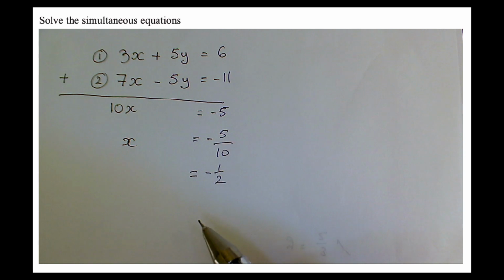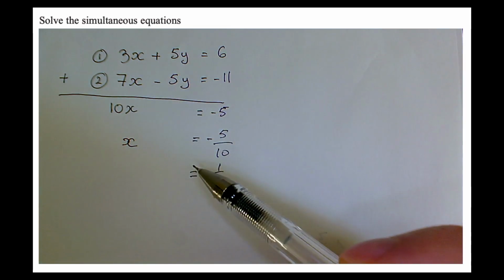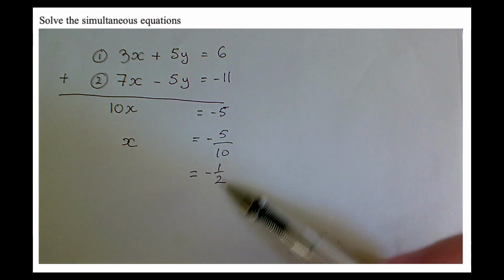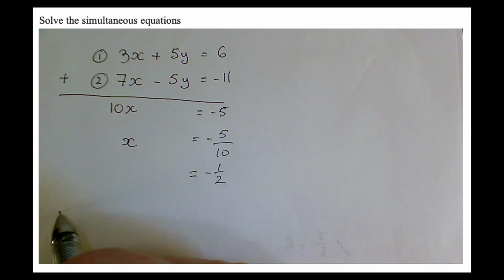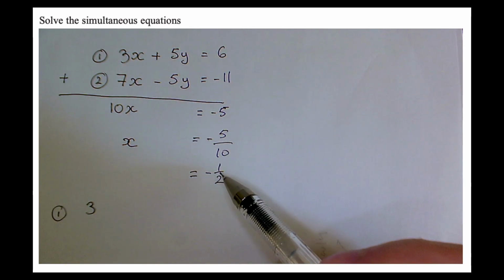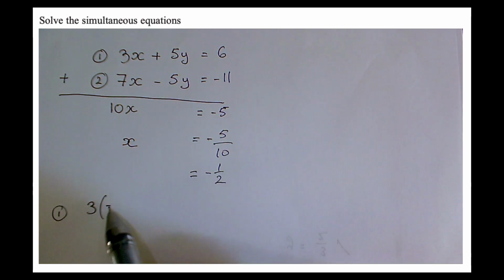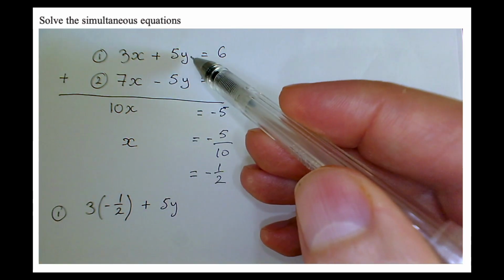So what I'm going to do is substitute x into my first equation, or my second, it doesn't matter which one you choose. I'm going to choose 1 in this case. Then I can find the value of y. So I write down 1 for the examiner so he knows what I'm referring to. And we've got 3, not x's, but 3 minus a half. So there we have it. And I'm going to add the 5y, and then that's going to equal 6, because that's what equation 1 tells me.